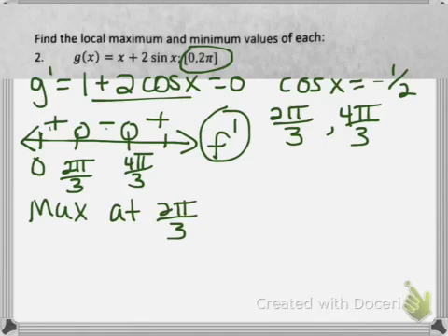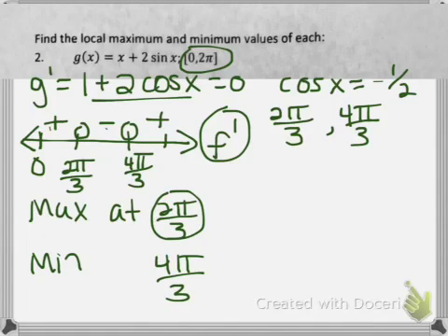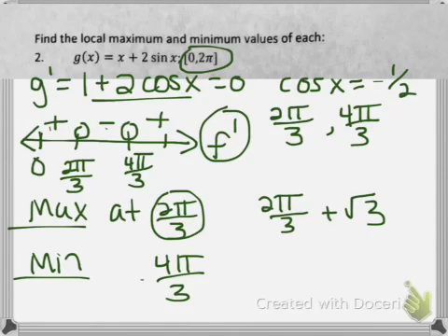Okay? I have a local minimum at 4 pi over 3. Why? Because the derivative goes from negative to positive. Now, what's the actual value? Now I would plug these into the original, because I'm trying to find the max and min of the original. So I'd plug 2 pi over 3 into the first one, and I'd plug 4 pi over 3 into it to get the actual values. So I would get 2 pi over 3 plus root 3 as my max, and 4 pi over 3 minus root 3 as my min. Okay?